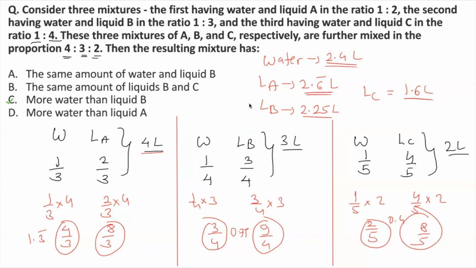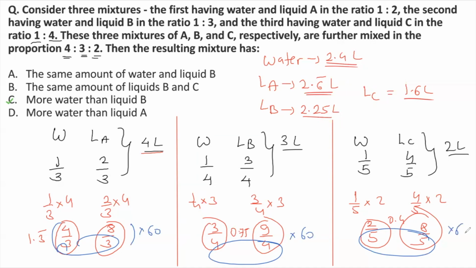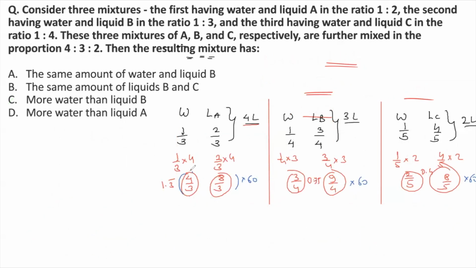Now there is another way out if you want to eliminate the fractions. Once you get the denominators here and they are basically 3 and then 4 and then 5, you take the LCM of 3, 4 and 5, that is 60, and multiply all these numbers by 60 and you will basically land up with integers. That would make life a little bit easier. So the first mixture contains 4 by 3 into 60, 80 liters. The next is 8 by 3 into 60, and that will be basically double. That is 160 liters of liquid A.